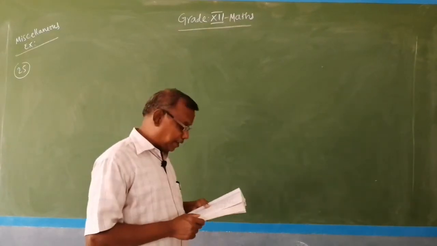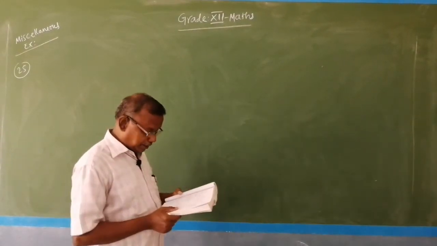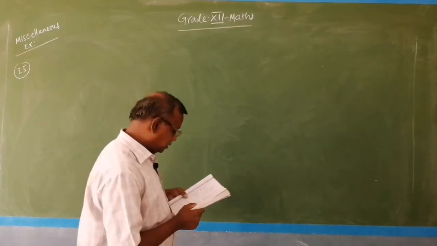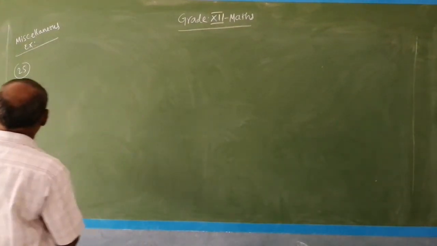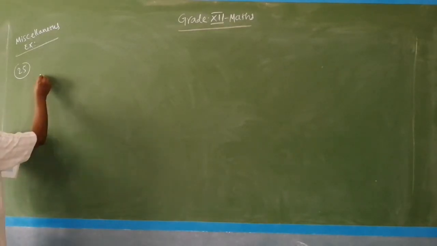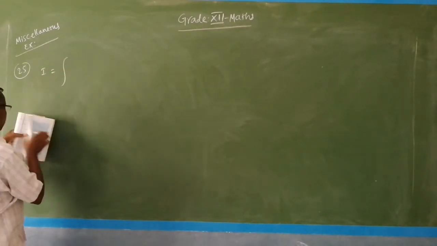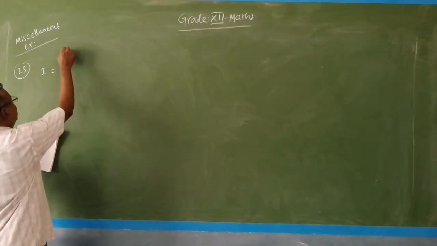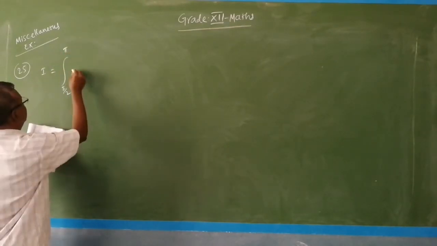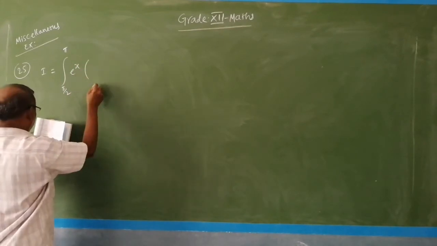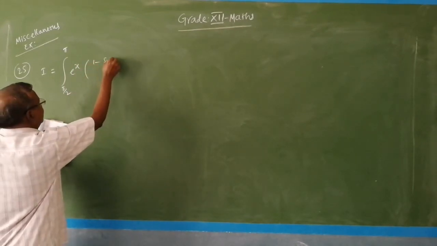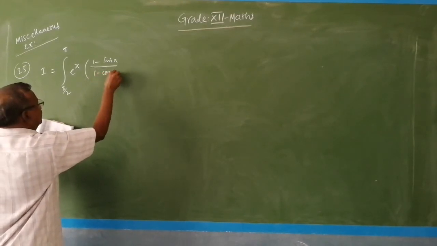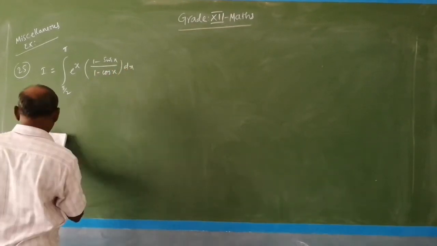Next question number 25. So from 25 to 33 we are given definite integrals. So let us solve from 25. We are given, let us assume that I equal to the integral from pi by 2 to pi, the lower limit is pi by 2 and the upper limit is pi, of e power x into 1 minus sin x divided by 1 minus cos x into dx.